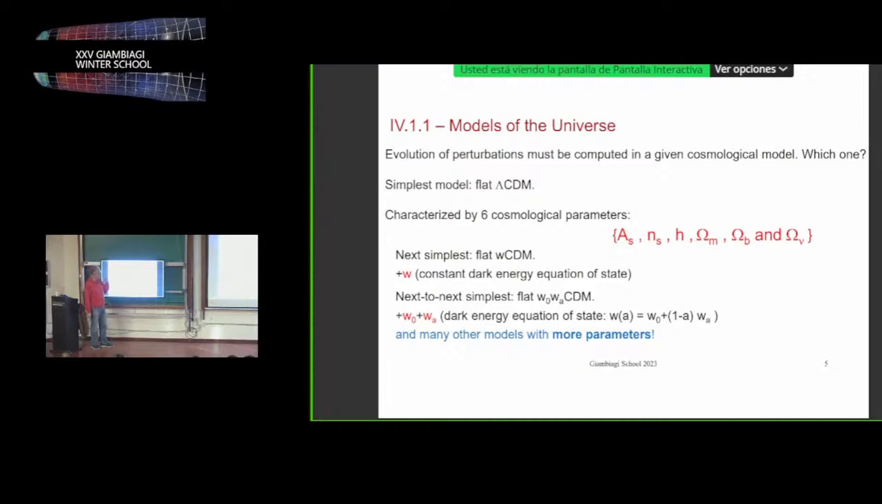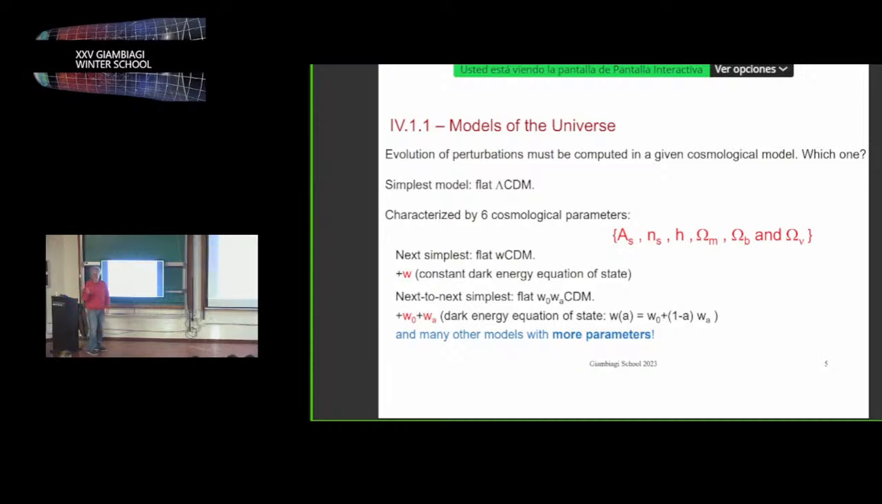And we also test this type of models in surveys, large-scale surveys, also in CMB, etc. And there are many other models that you can do with more parameters. So every time you have more complexity in the model, you have more parameters.